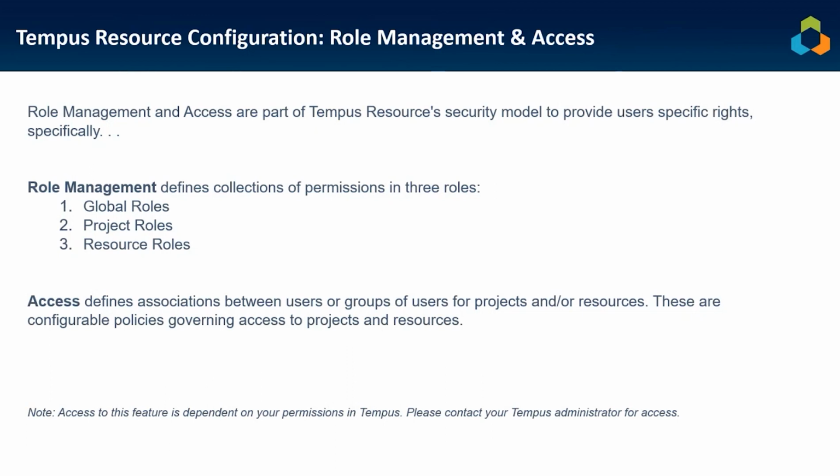Wrapped up within role management is a collection of permissions in three different areas, or roles, as we like to call them. Number one, global roles, two, project roles, and three, resource roles. These allow you to define user-specific rights. Access is also what we'll be covering today, which defines the association between them. We're just going to tie them together in access by creating rules or policies within Tempus. So let's go ahead and dive in.